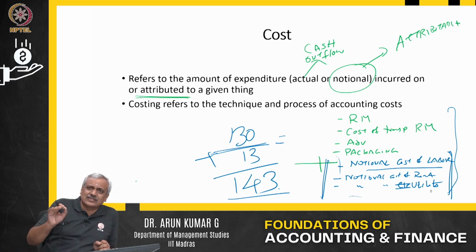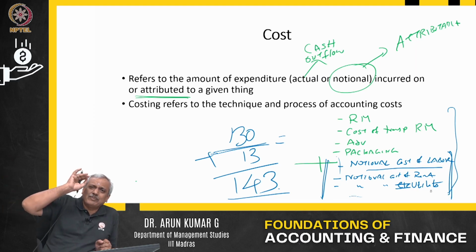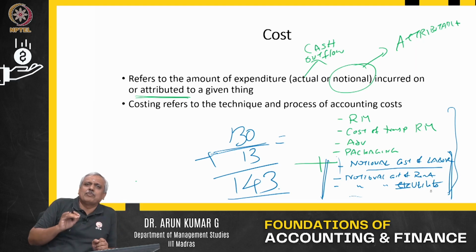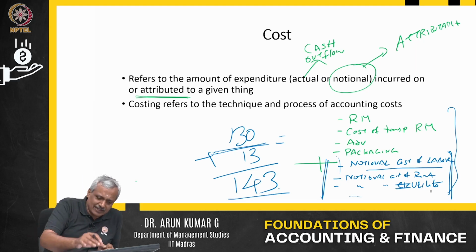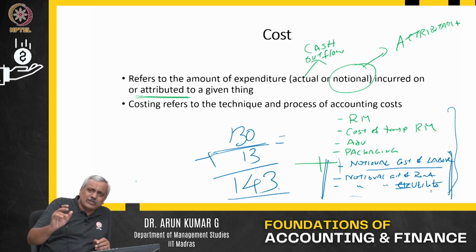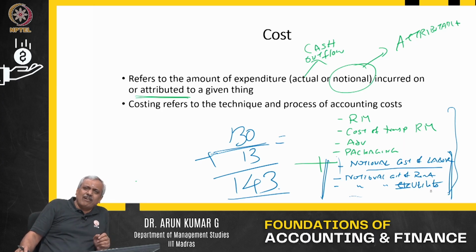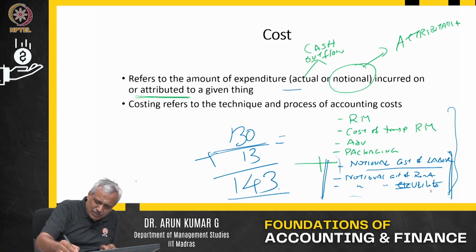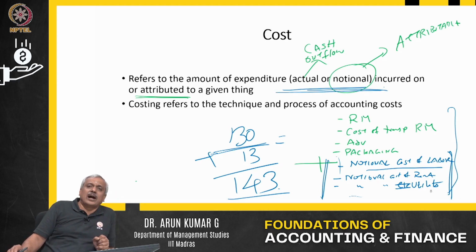So, when we say cost, cost means and includes all the costs that can be attributable plus any cash outflow pertaining to a particular given object or a given thing. In this particular slide, I have used an example of a given object. For a given object, all the costs that can be attributed plus all the cash outflow that can be attributed to that is what we call a cost. Cost means and includes actual plus notional. Notional means attributable. I hope I am clear now.